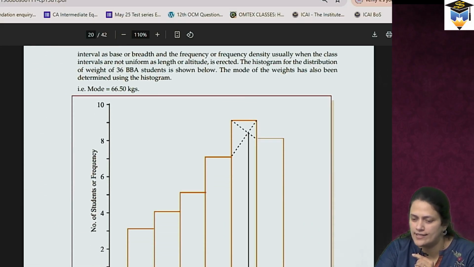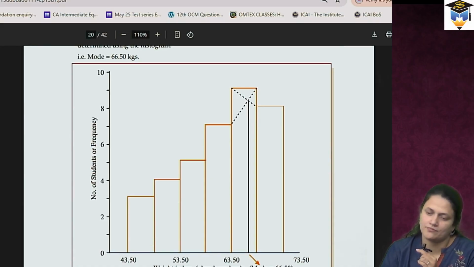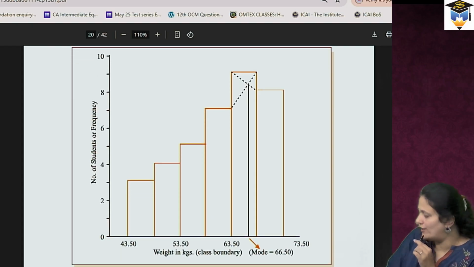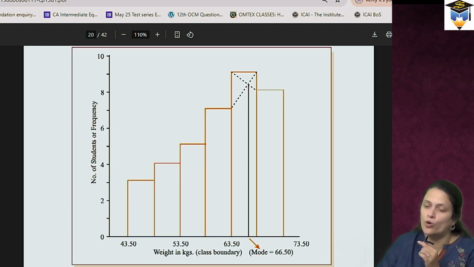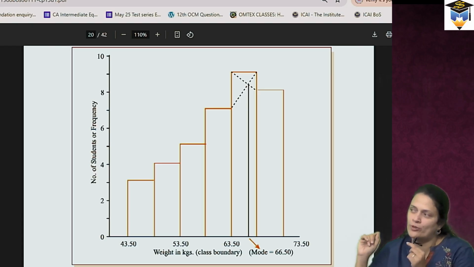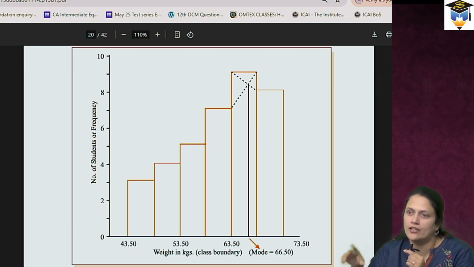Now, as you can see, please just draw this histogram. I'm going to tell you how to find the mode in a histogram. I'm going to give you steps. For that, I want you to draw it roughly in the rough book.